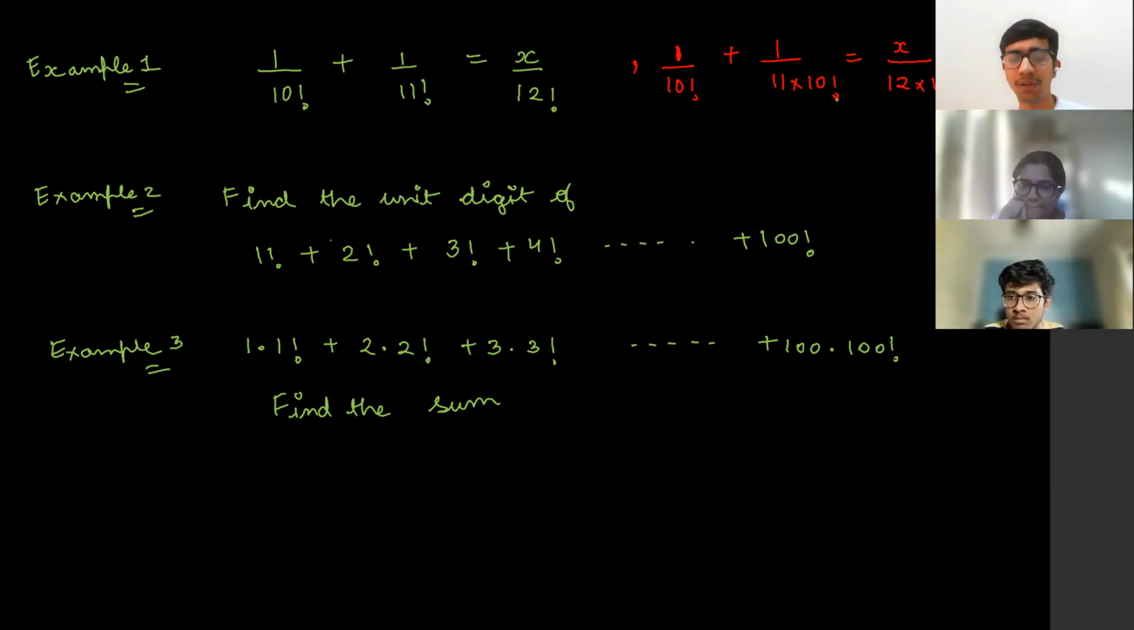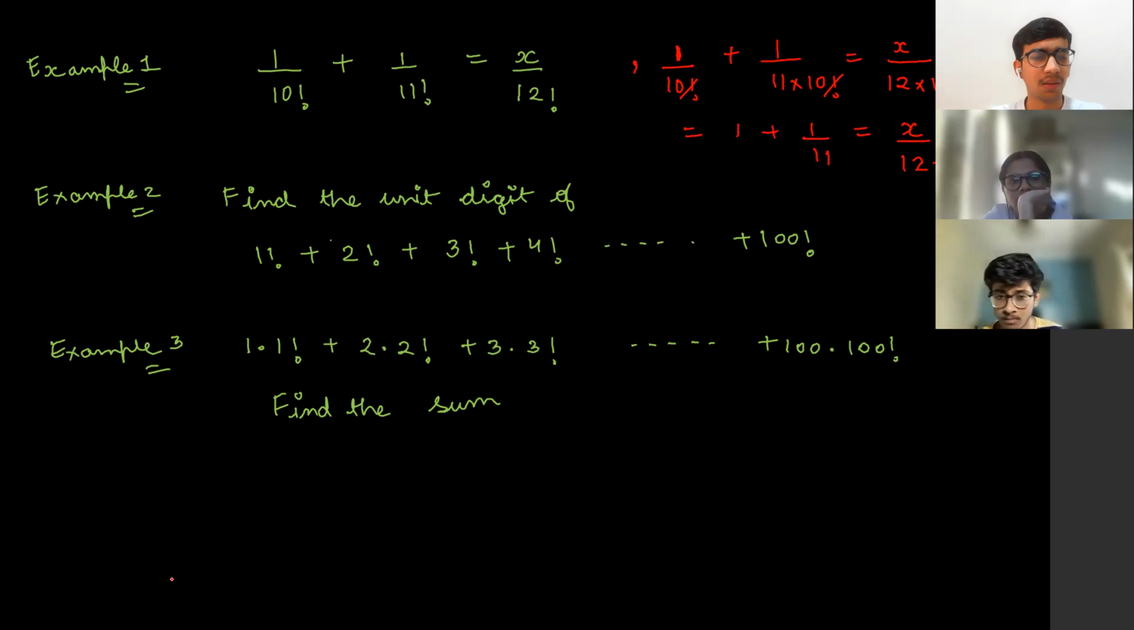No? Alright, so this 10 factorial, 10 factorial, 10 factorial cancels out and we are left with 1 plus 1 over 11 is equal to x over 12 into 11. So I'll take this as it is and you just have to solve this equation and get the value of x. Okay, Smera correct. Alright, Rishit, any doubts? No, sir.